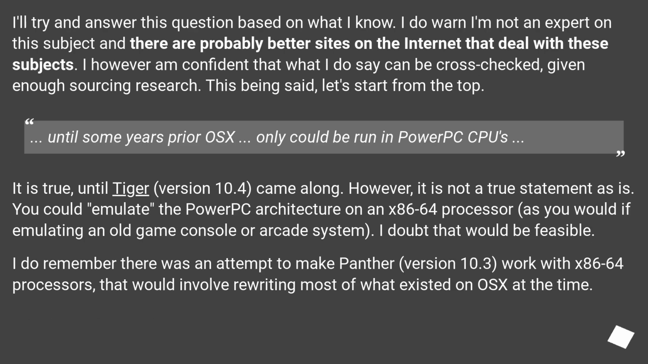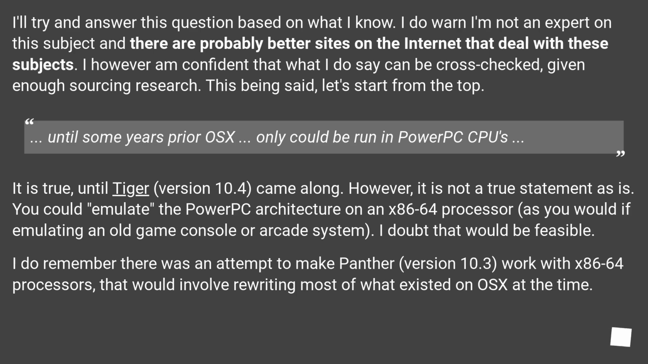I'll try and answer this question based on what I know. I do warn I'm not an expert on this subject, and there are probably better sites on the internet that deal with these subjects. I however am confident that what I do say can be cross-checked, given enough sourcing research. This being said, let's start from the top.